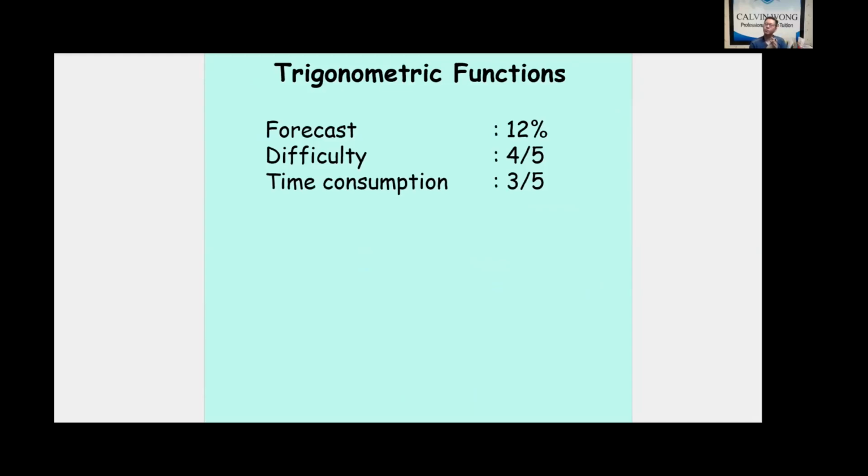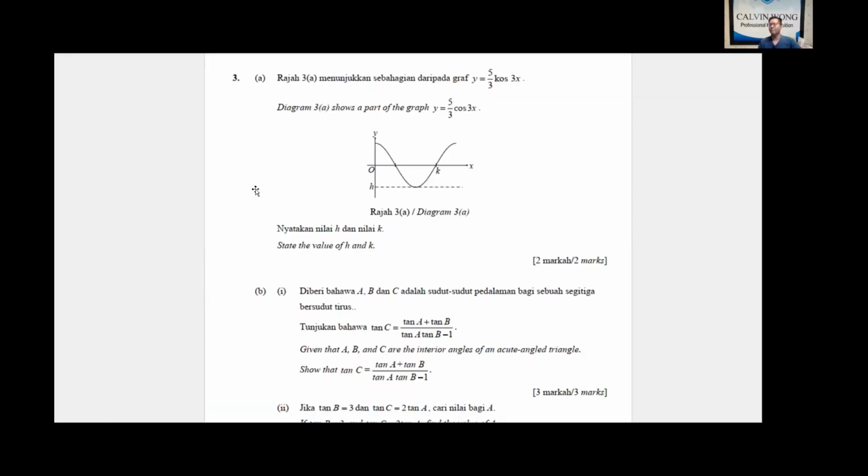Trigonometric function. Forecast, 12 marks. Difficulty level, 4 out of 5. Maximum is 5, 5-star difficulty level. Let's look at the questions. What kind of question will they ask you?